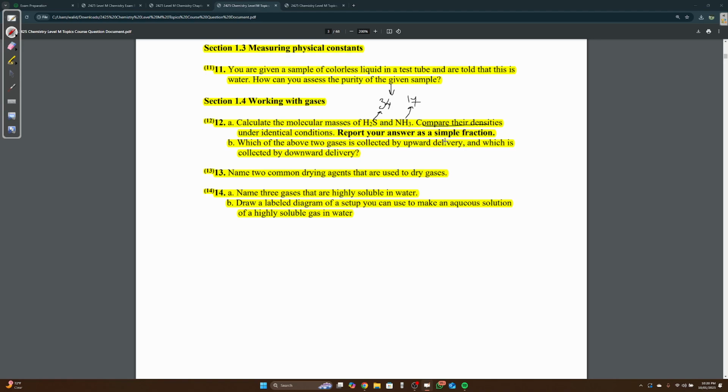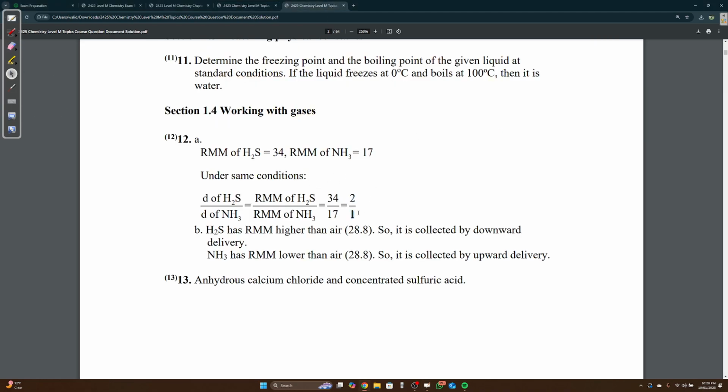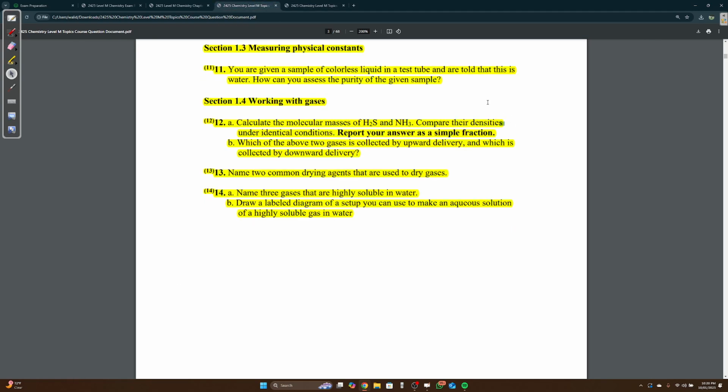Compare their densities as a fraction. When they say as a fraction, whenever you have two numbers you want to compare them, divide by each other. 34 divided by 17 is equal to 2. Thus, H2S is double the density of NH3. Okay, let me open the answer for you. It's 2 over 1. Say 2 over 1 because they said as a fraction. Okay, I got 2.